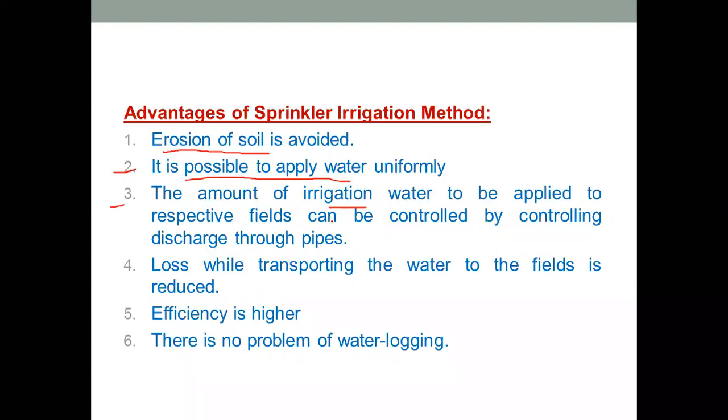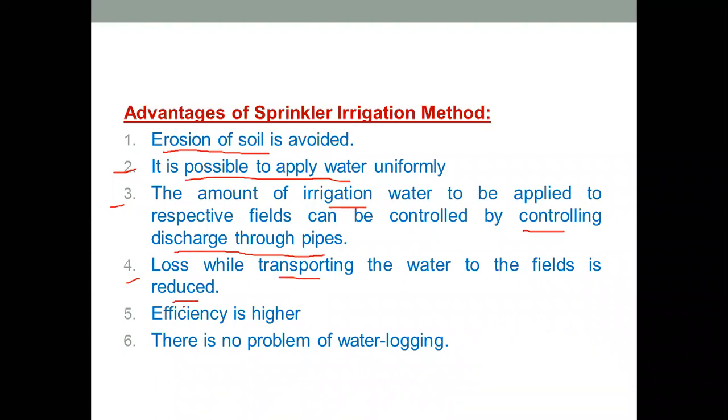We can control the irrigation water provided for each respective field by just controlling the discharge through the pipes. We can either increase or decrease the discharge depending upon the crop that we are growing in the field. Next, the fourth advantage is that loss while transporting the water to the fields is reduced.